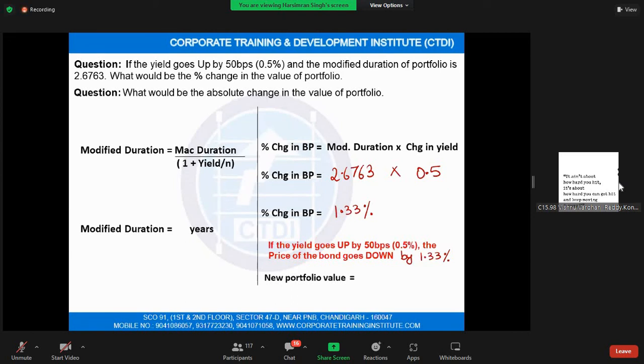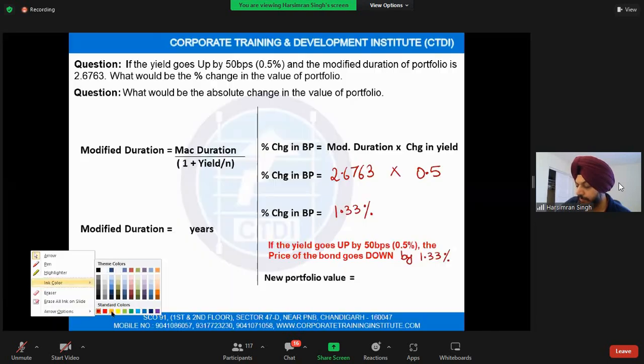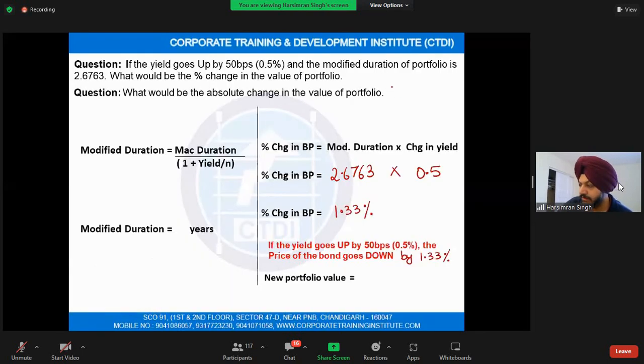So the absolute change हो गया 776.34 into 1.33%, which is 10.32. So the absolute change will be rupees 10.32. And now the next question is, what is the new portfolio value?